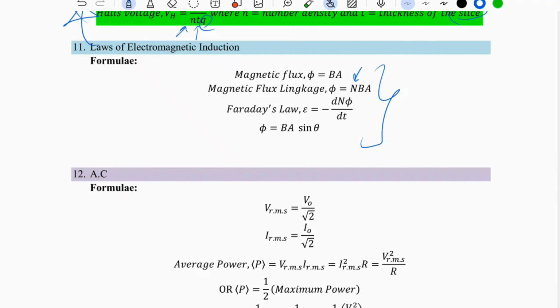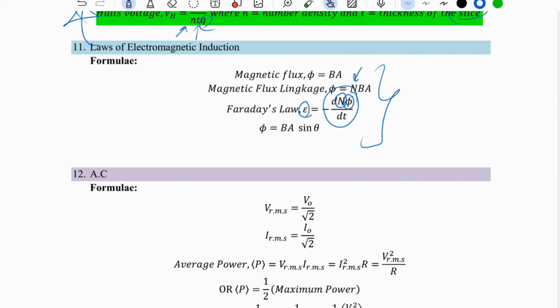Then next one is our very famous, most famous law, which is Faraday's law. Faraday's law means the magnitude of induced EMF is directly proportional to rate of change of magnetic flux, right? Yeah. So this N is basically when there are turns of coils, and this is basically a magnetic flux. So that's why it's called rate of change of magnetic flux. And this is your EMF. Okay.